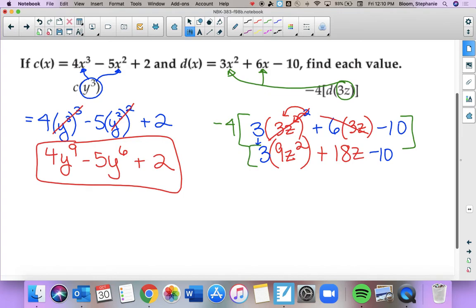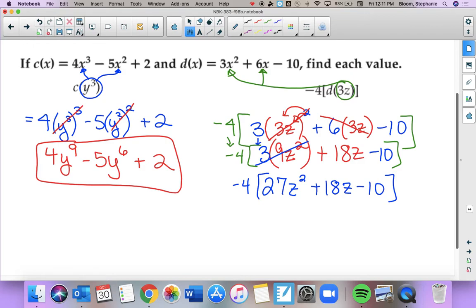Still have these brackets, so don't lose those. Bring down that negative 4 out in front so I don't forget that. Then I'm going to go ahead and multiply inside my bracket again. What's 3 times 9z squared? 27z squared. And then I'll bring down plus 18z minus 10. Can any of those inside that bracket be added together? No, they're all separate. So from here, you're just going to take that negative 4 through, and that's going to be our answer.